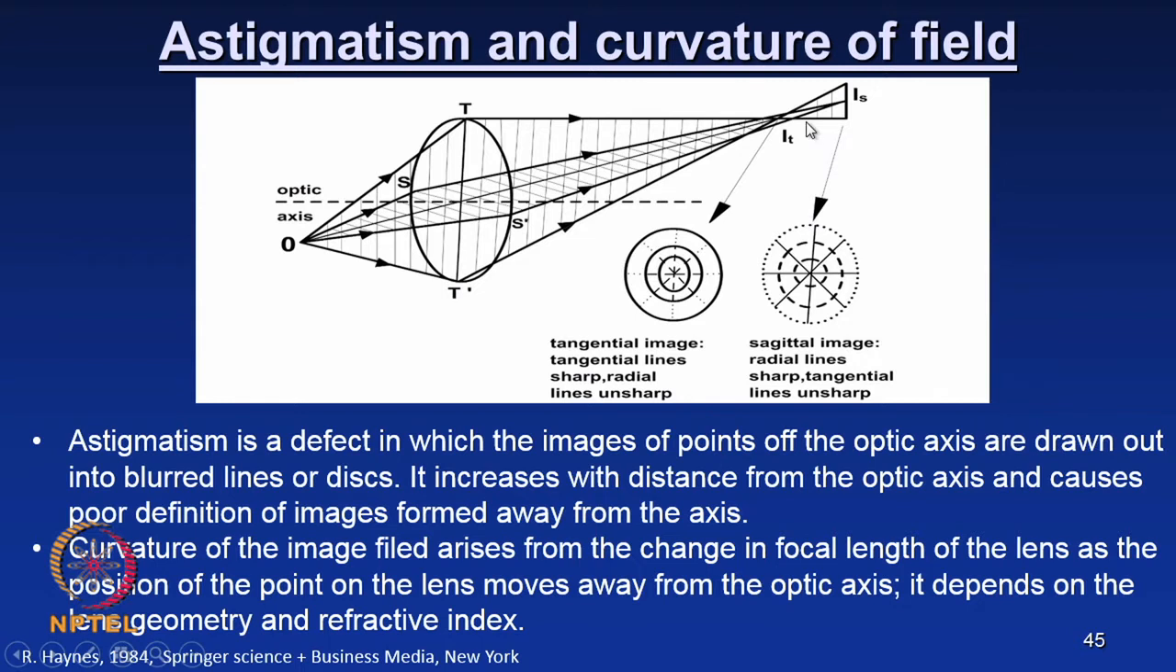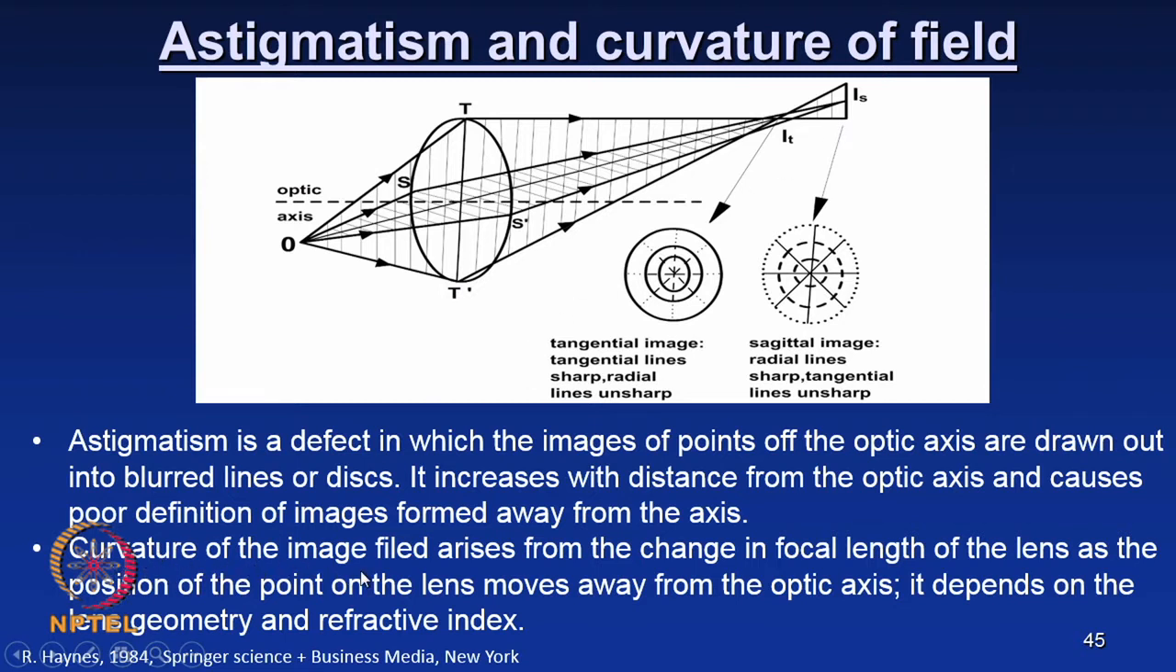So, the circle of least confusion lies between these two images, and the correction is done once these two circles are brought together, but still the image will be lying on the curvature of the surface. You can appreciate that the tangential image lies in a sagittal plane and the sagittal image lies in a tangential plane. So, this is a very nice schematic to appreciate the defect of astigmatism, and we will now see the curvature of field.